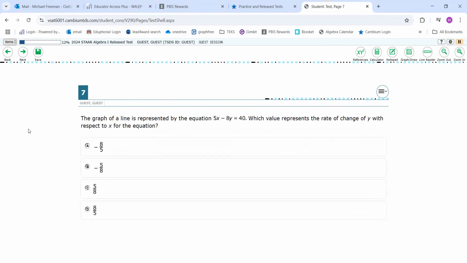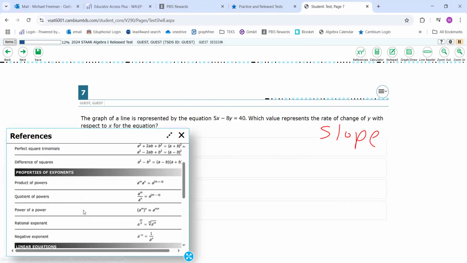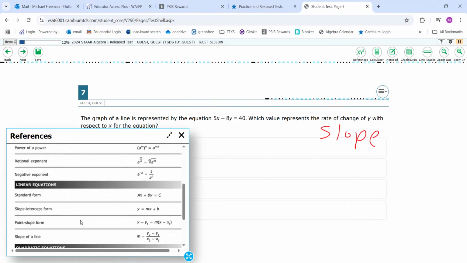All right, the graph of a line represented by the equation 5x minus 8y equals 40. Which value represents the rate of change of y with respect to x for the equation? We've been saying that rate of change is the same thing as the slope. So I just got to convert this to slope-intercept form, because this is in standard form. Again, that's on our reference chart, right up here, linear.